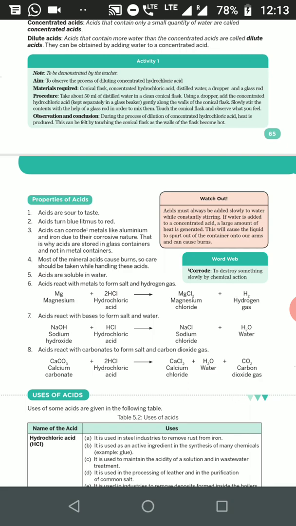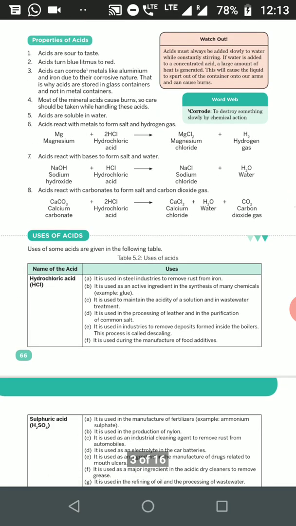It is used to maintain the acidity of a solution and in the wastewater treatment plant. If the water is basic in nature, to neutralize it, we add acid to it. It is used in the processing of leather and the purification of common salt.